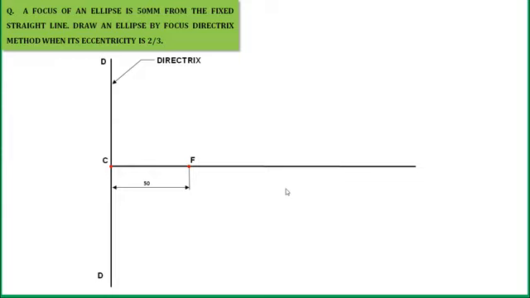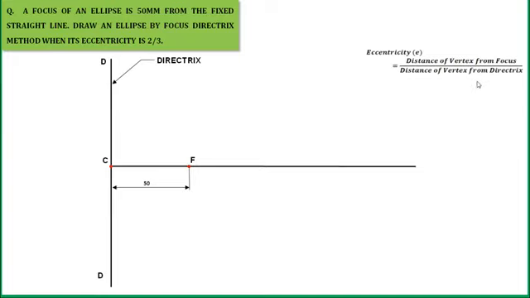Next, we need to find any one point on the ellipse, and that point will always lie between C and F. But we need to locate its exact position. That point is known as the vertex. To locate the exact position of the vertex, we are given an eccentricity of 2 by 3. In the graphical method, the eccentricity is the ratio of the distance of the vertex from the focus to the distance of the vertex from the directrix.